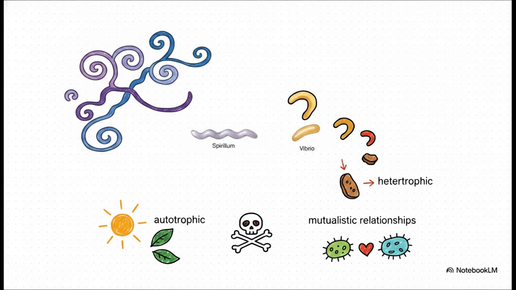And despite these really simple shapes, these guys do it all. They can be autotrophic and make their own food, or heterotrophic. Some cause diseases like tuberculosis, while others form absolutely vital mutualistic relationships.